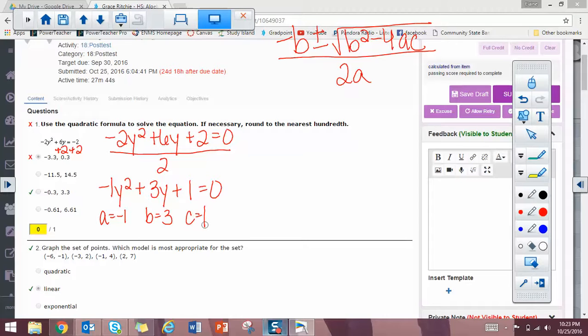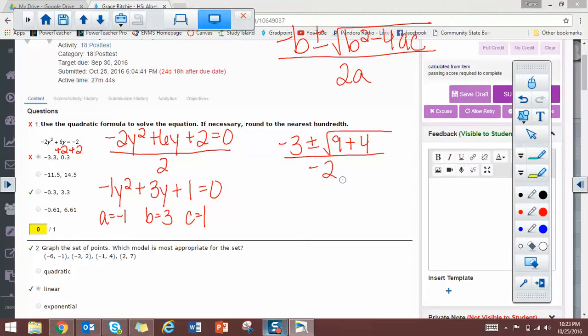So we plug into the formula, and we get negative 3 plus or minus the square root of b squared, that's 3 times 3, so 9, minus 4 times a, which is negative 1, times c, which is 1, so negative 4. When you're subtracting a negative, that becomes plus 4, and it's all over 2 times negative 1, or negative 2. Now we simplify a little bit further. We get negative 3 plus or minus the square root of 13 all over negative 2.